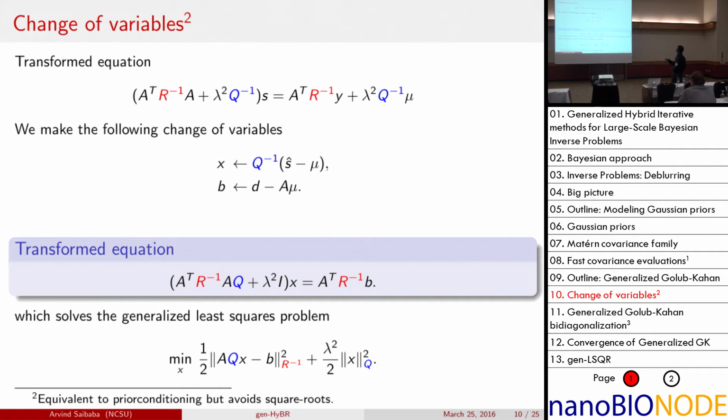You make a change of variables. So you call x as Q inverse times S, and you subtract the mean from here. And similarly, from the data, you subtract the mean with the forward operator. And what you end up with is a transformed equation. Now I've got rid of the inverses here, and the Q appears here.